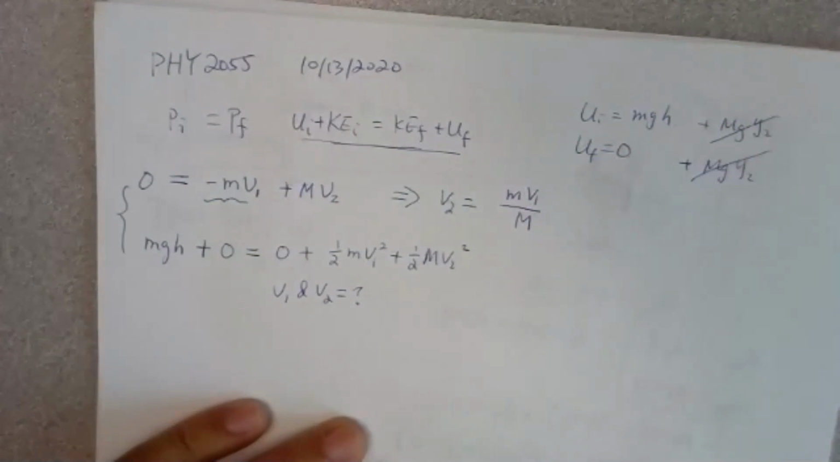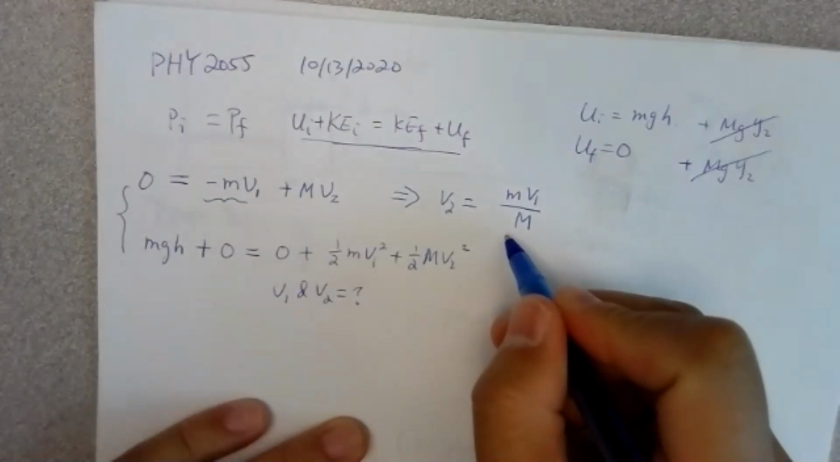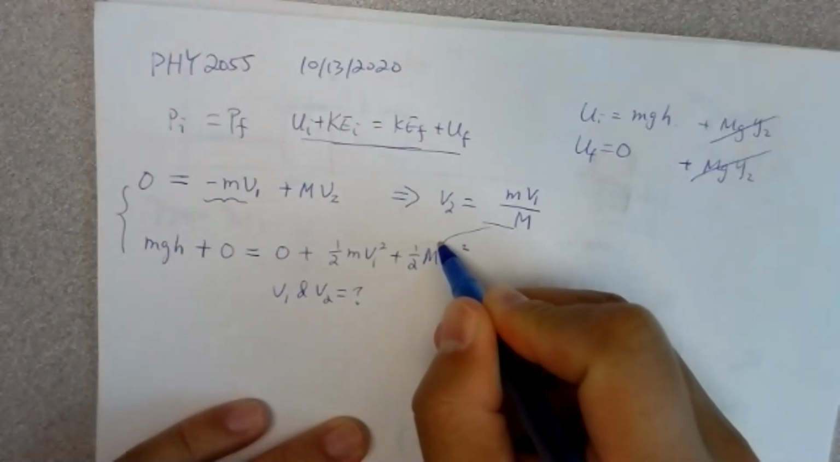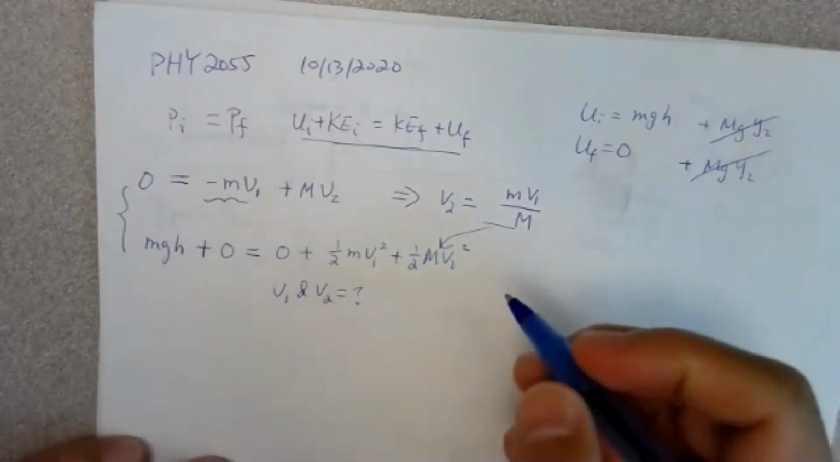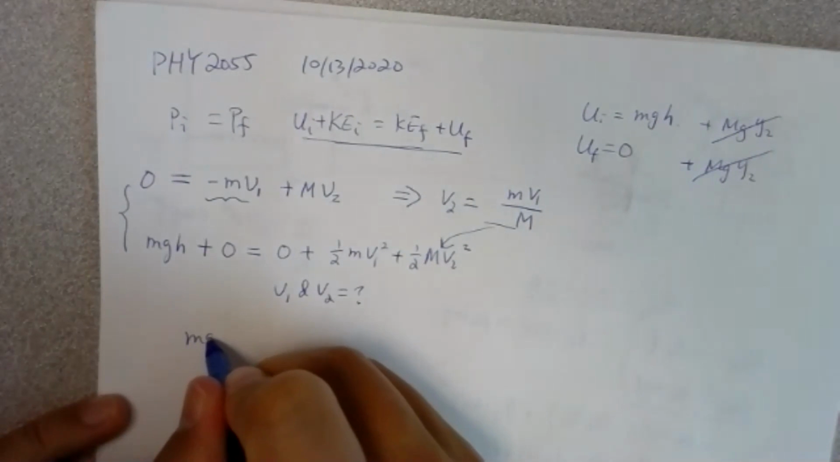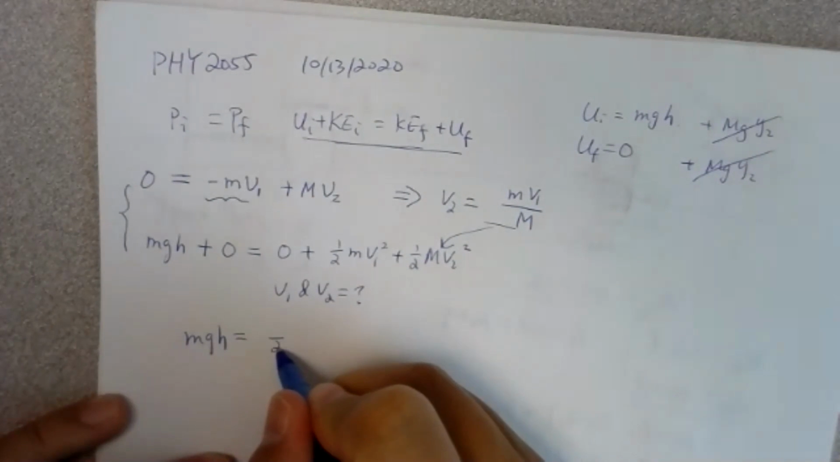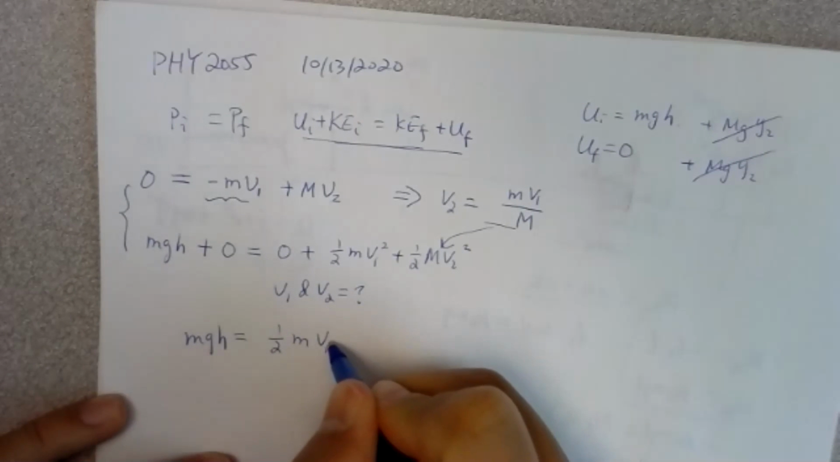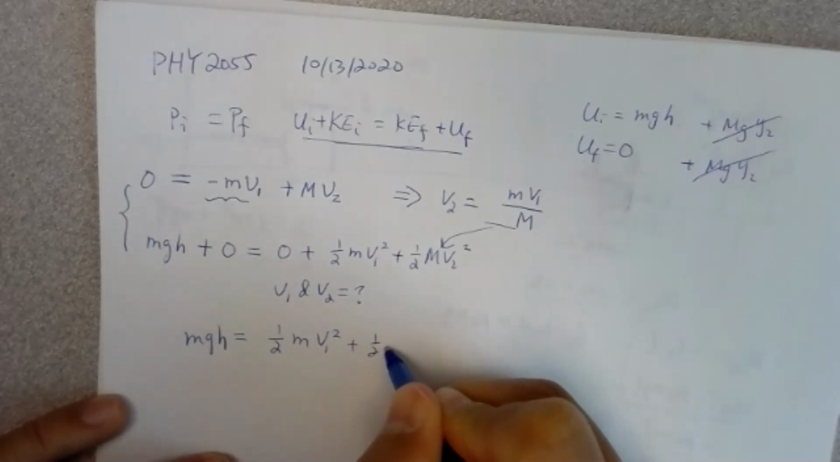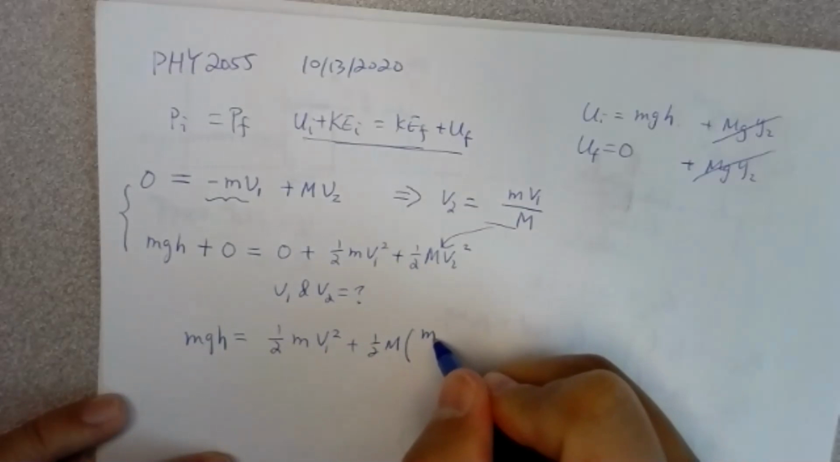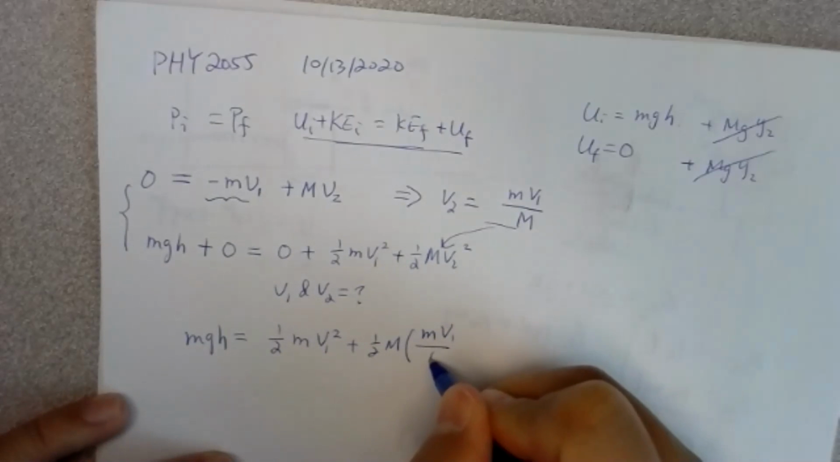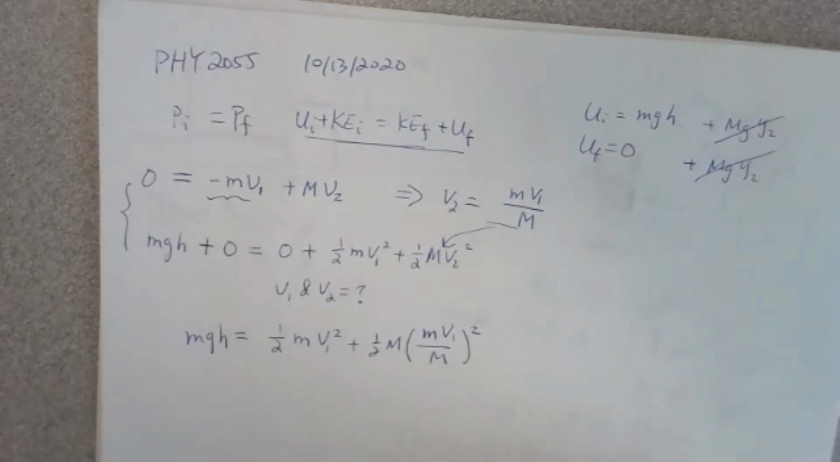And then take this expression into the second equation over here. Okay. So then the second equation becomes mgh on the left-hand side equals 1/2 small m v1 squared plus 1/2 capital M times this guy, small m v1 over capital M, and then squared. Okay.